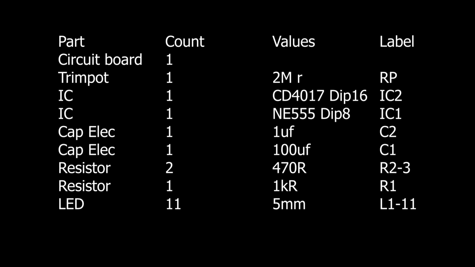We have an electrolytic capacitor, which is 1 microfarad. We have another electrolytic capacitor, which is 100 microfarads. We then have two resistors, which are 470 ohm resistors. We have a single 1K resistor, and we have 11 5mm LED lights, and they are labeled as follows on the stock take.